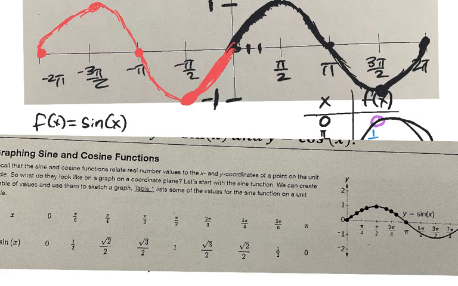And then at pi, we're back to 0. And then we have to complete that on the negative side in the third and fourth quadrants as well. So that's a sinusoidal graph.